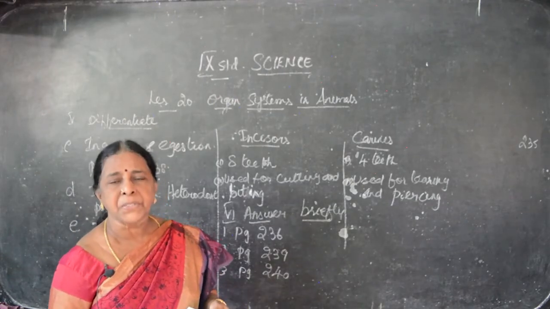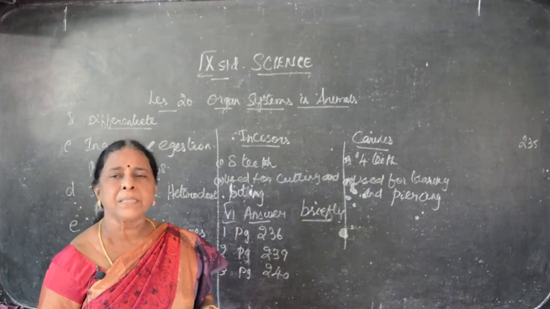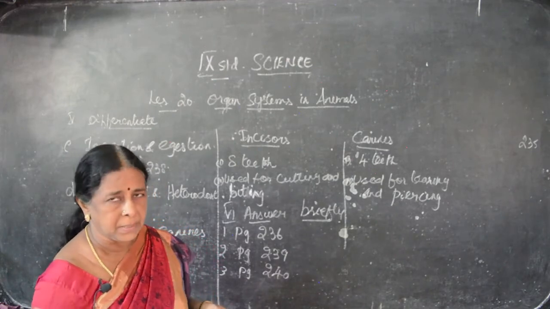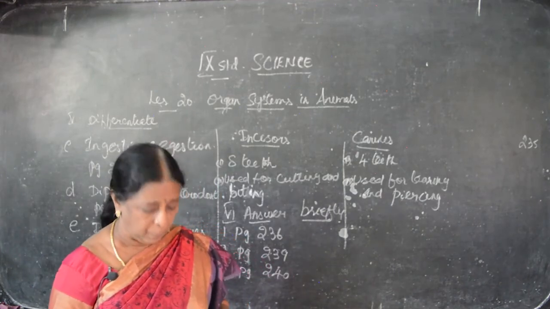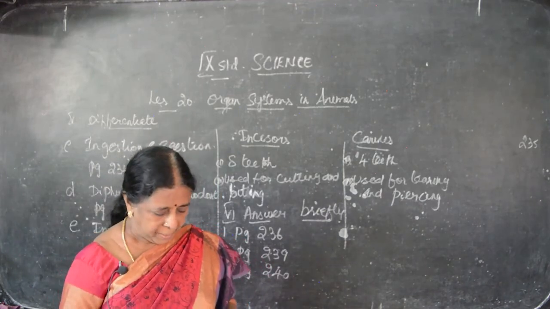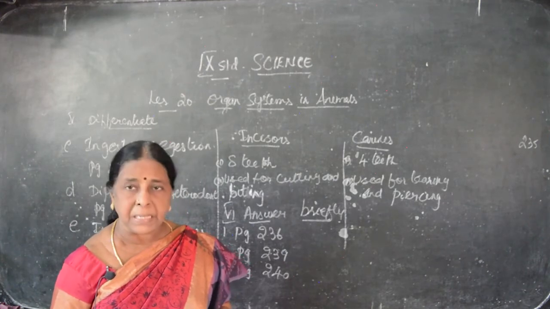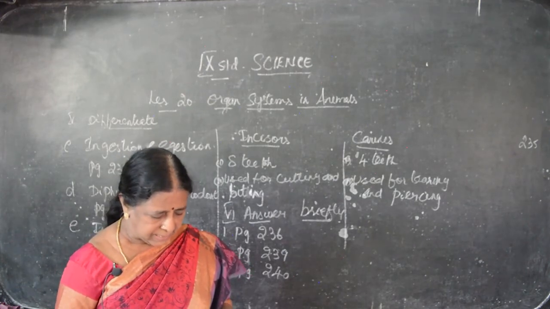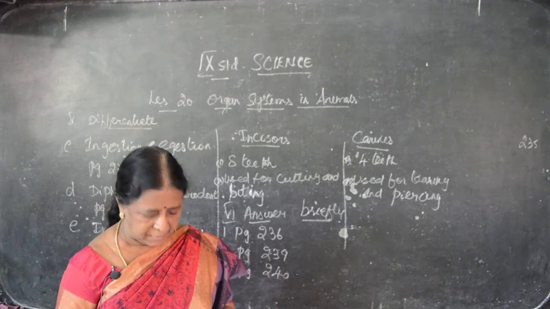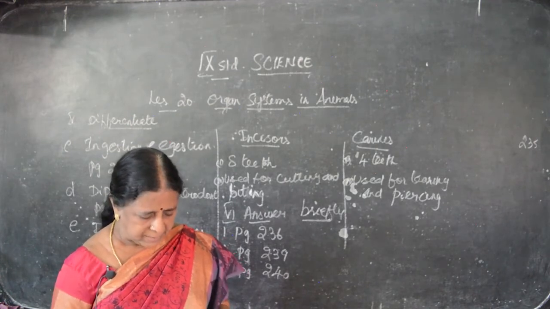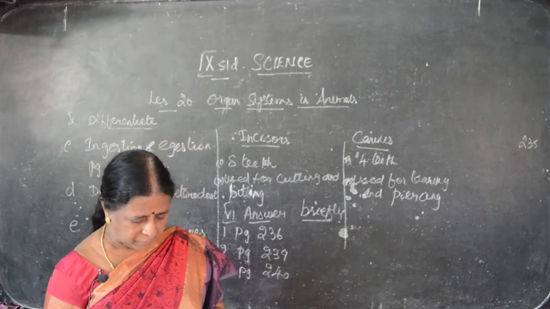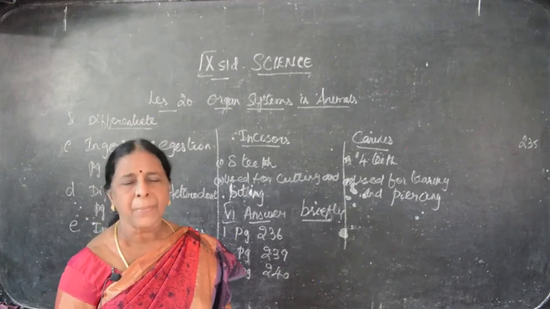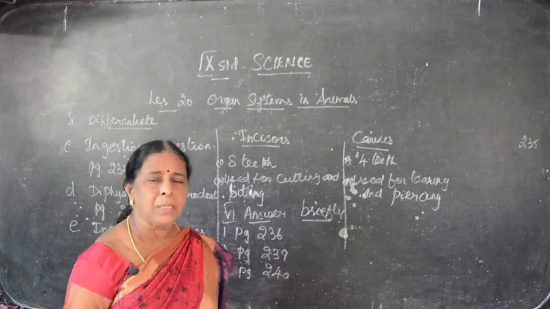Under the heading function of kidney, how many points are there? 4 points. But in the question they have asked only 2 points. Never mind, learn all the 4 points, write all the 4 points. Maintains the fluid and electrolytes balance in our body. Regulates acid and base balance of blood. Maintains the osmotic pressure of the blood and tissues. Helps to retain the important plasma constituents like glucose and amino acids. Learn all the 4 points.